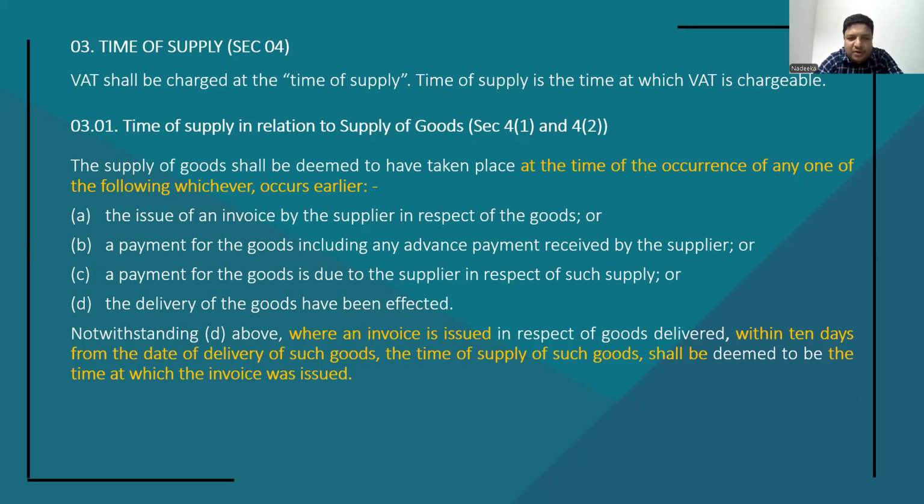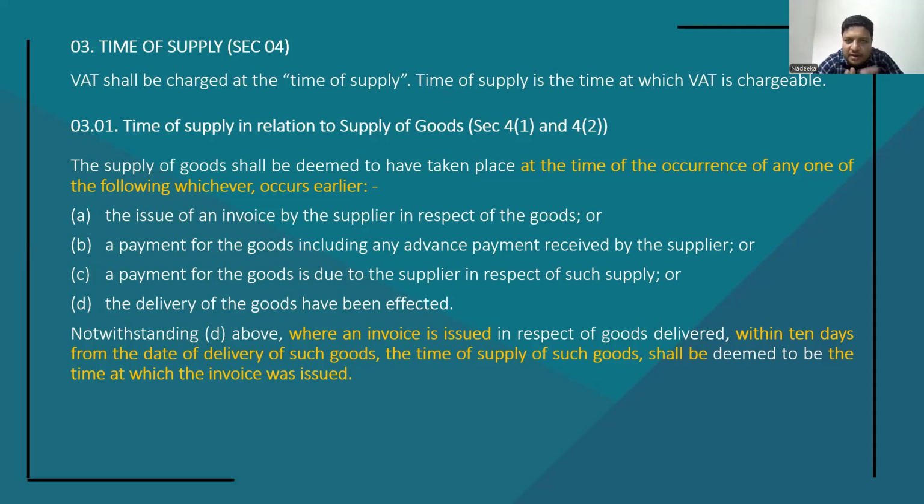A payment for the goods, including any advance payment received by the supplier. That's the time of collection of your payment. A payment for the goods is due to the supplier in respect of such supply. That is the due date of the invoice. The delivery of the goods has been effected. That's the date of delivery.